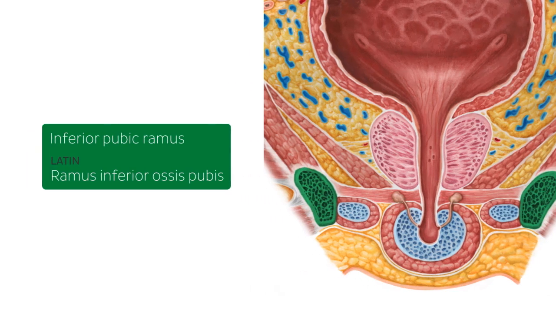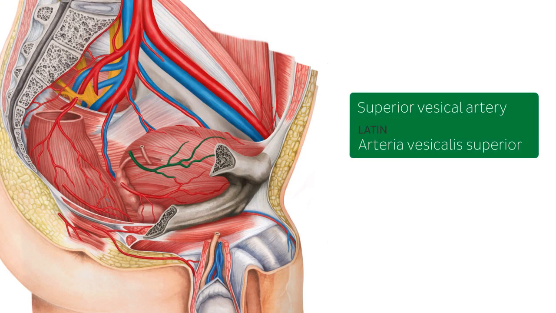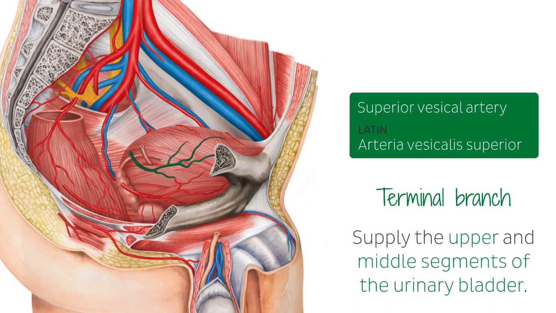We'd like to also include here a bit of blood vessels associated to the urinary bladder. Right now we're looking at a lateral view of the male pelvis with a highlighted structure, which is the superior vesical artery. Now, the superior vesical artery is a paired terminal branch of the umbilical artery. In our illustration, you can see one of the superior vesical arteries, specifically the right superior vesical artery. Just to say that these paired arteries supply the upper and middle segments of the urinary bladder.